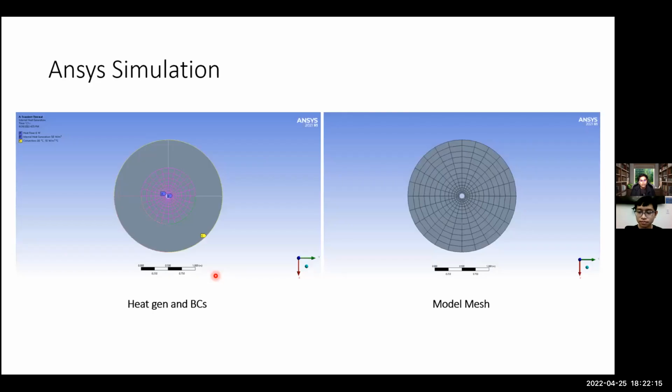So for the actual ANSYS, we decided to use ANSYS to simulate and model the problem as well. Basically, the procedure was that we first modeled it within ANSYS as a 2D model, and then we created a mesh, which can be seen here on the right. Then on the left, we implemented the boundary conditions that were used in our previous analysis.